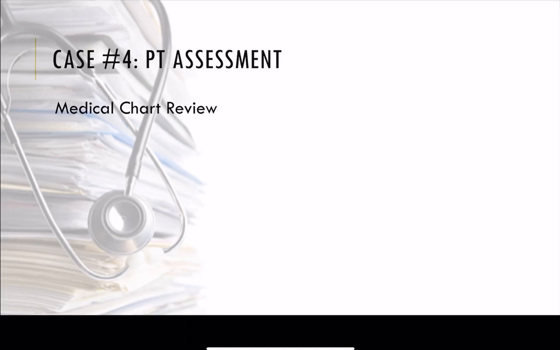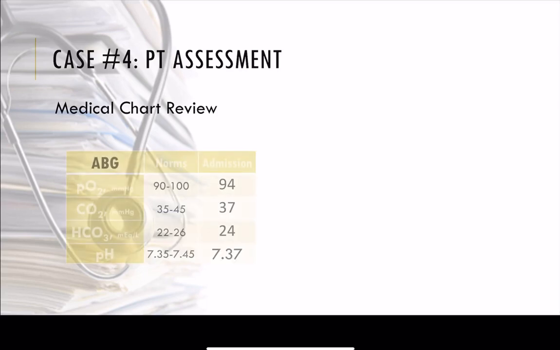So let's review her chart with the thought process of I'm gathering information to make a decision if I feel safe coming in as a PT and treating this patient. So her arterial blood gases are all normal. Normal oxygen, her pH balance looks very normal.